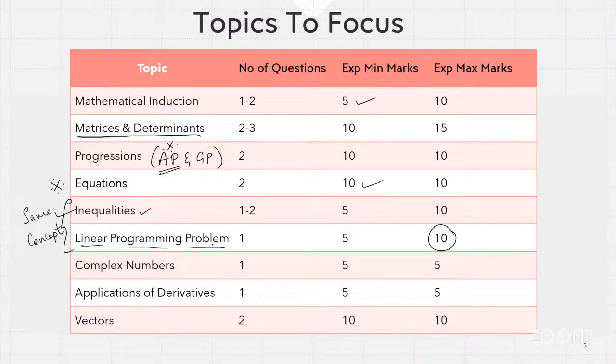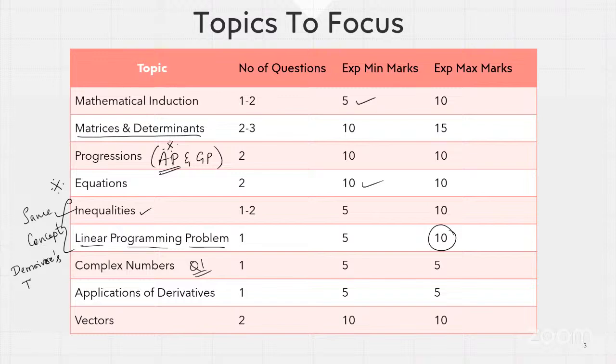And linear programming problem, you will 100% get this. Usually they used to give it for 10 marks. Nowadays they're giving it for 5 marks. So one question under here. Complex numbers will be asked in question 1. In the compulsory question, it will be asked. And focus on De Moivre's theorem.